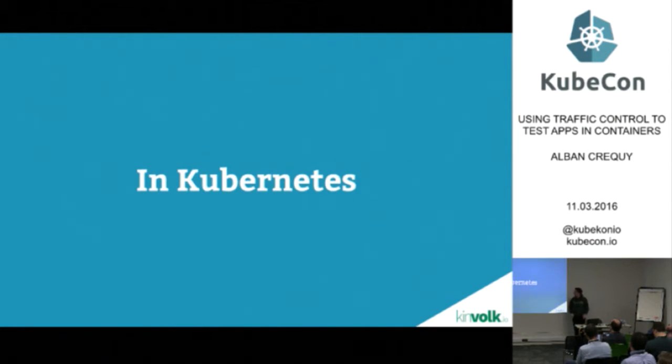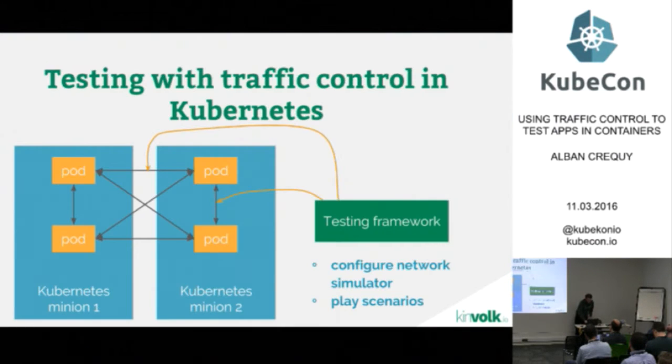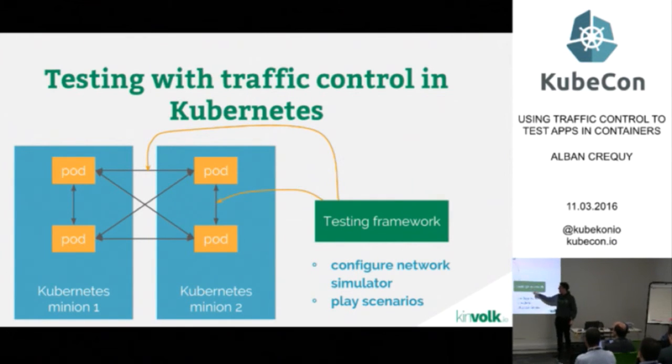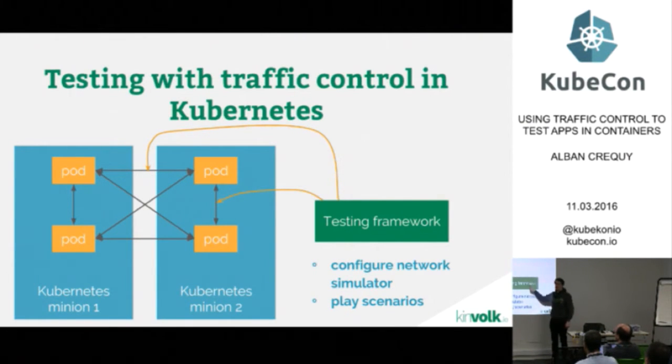I would like to do a demo in Kubernetes as well. What are the things I would like to test in Kubernetes? So that's an example of a Kubernetes cluster with 2 nodes, with some pods on each node, and each pod can communicate to all the other pods on the Kubernetes cluster. And I want to have a testing framework which is able to configure in real time the network condition of each pod. So I would like to say that, for example, this pod over there has limited connectivity.